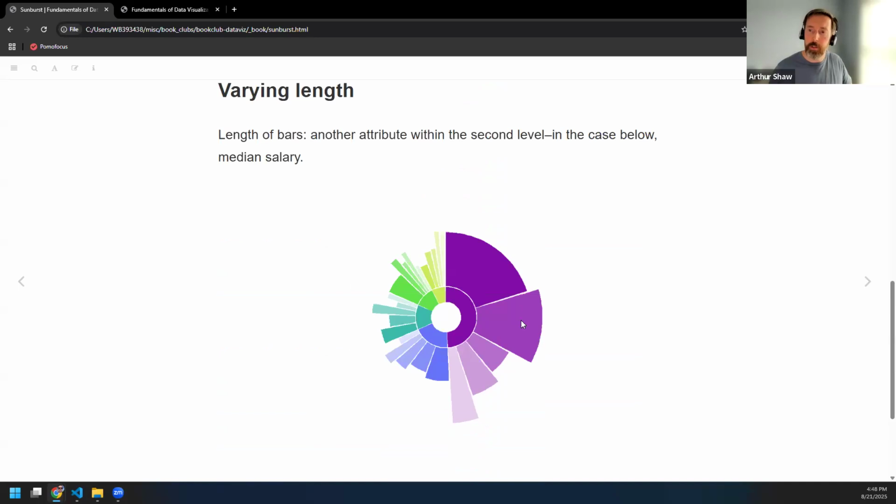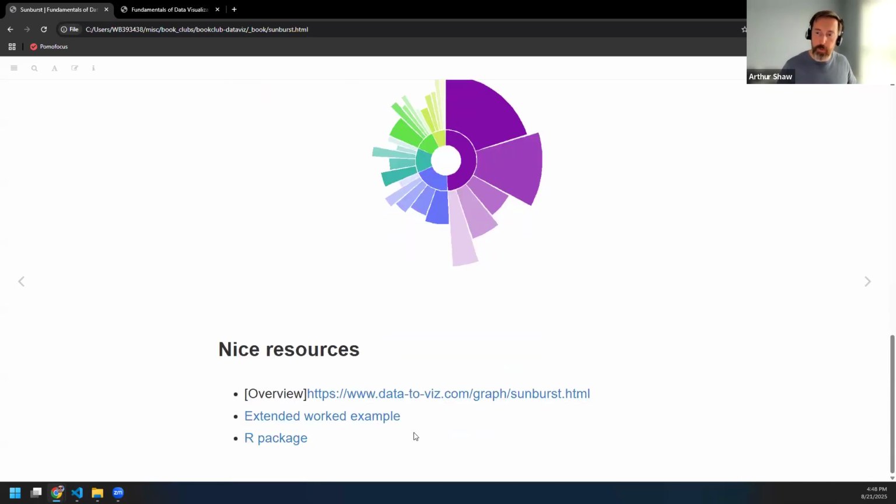And there are different kinds of software engineers. And then the length of the chart corresponds to their median salary, right? Visually interesting. How well it conveys a message remains to be seen. And here there are some nice resources. It turns out there's an R package for doing this. I've never used it before, so I can't speak to how well it does it. An extended example and then another little link.